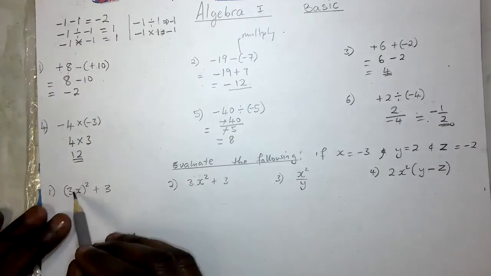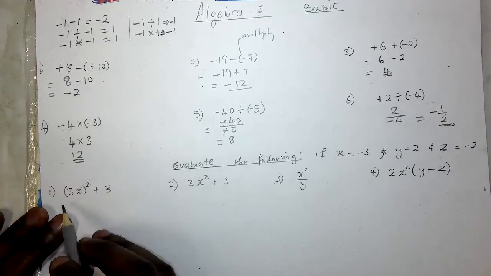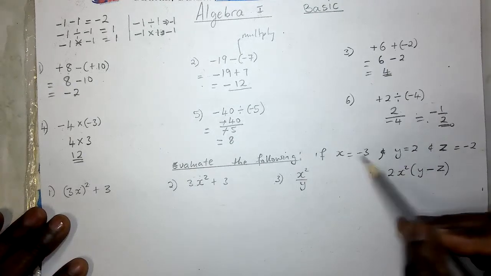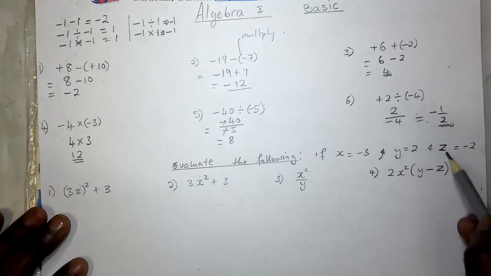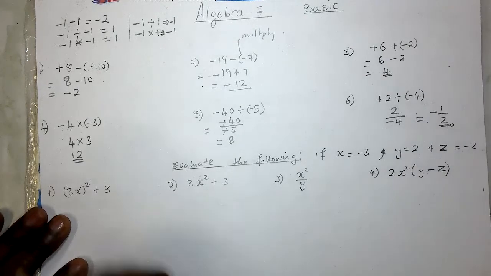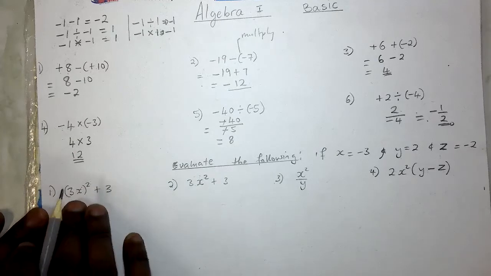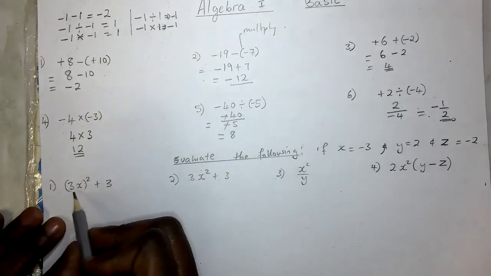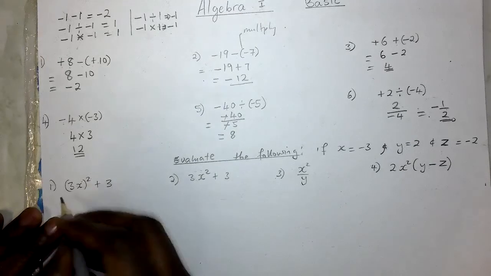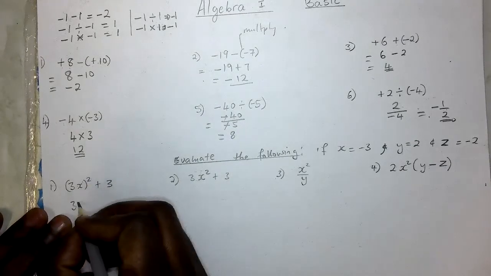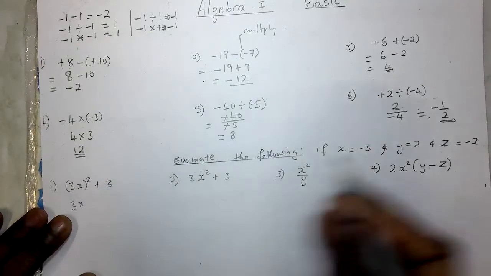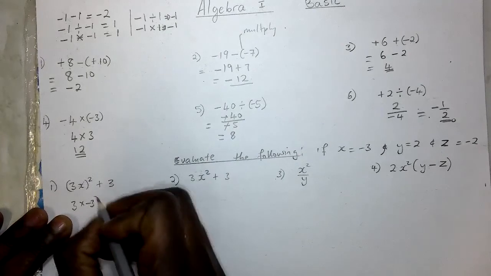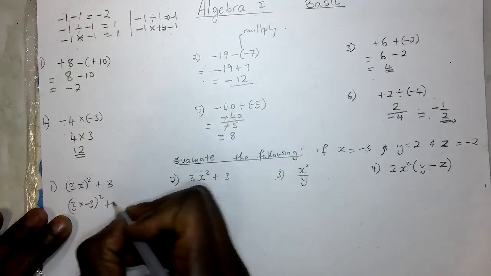Then we go down here. We have got 3x squared. Now we're evaluating. We want to learn to substitute. We are given x is equal to negative 3, y is equal to 2, z is equal to negative 2. So you need to learn how to substitute in your expression. So if we are to figure out that 3x squared, it means that it's 3 times the negative 3, which we are squaring, plus 3.